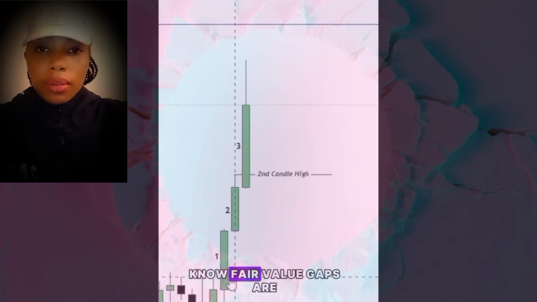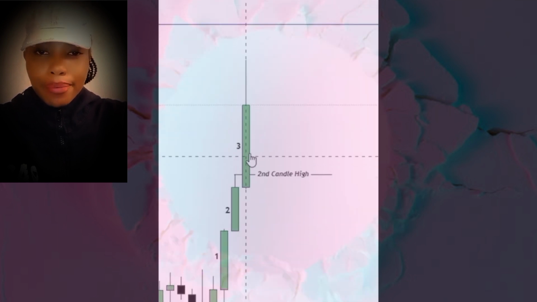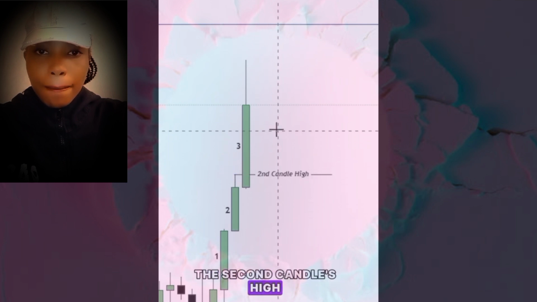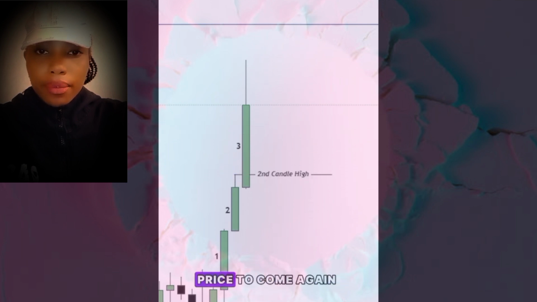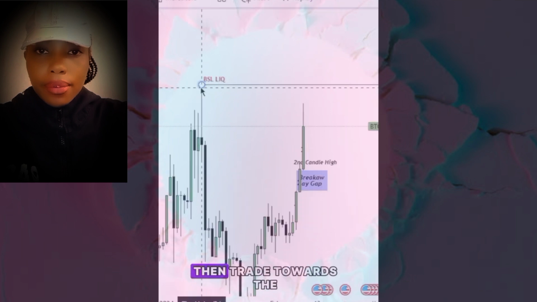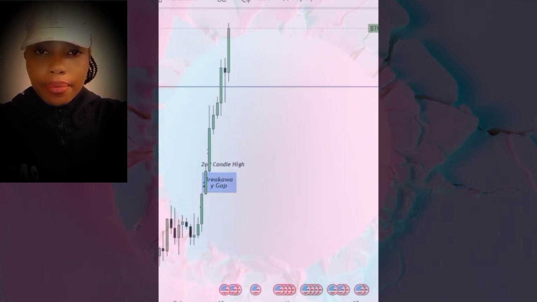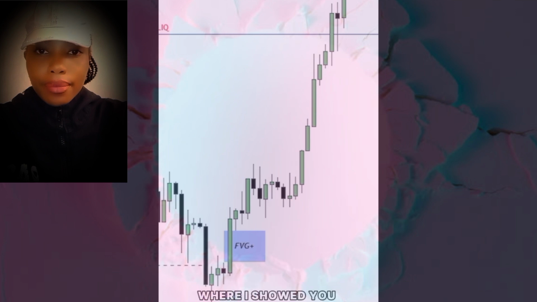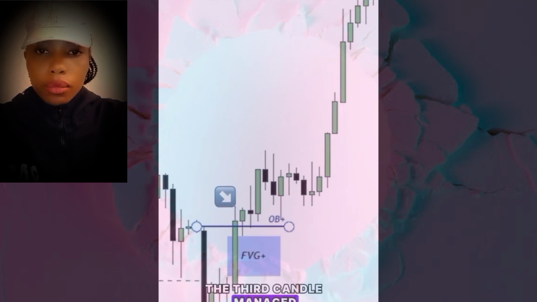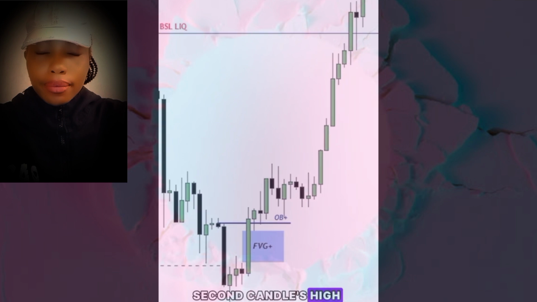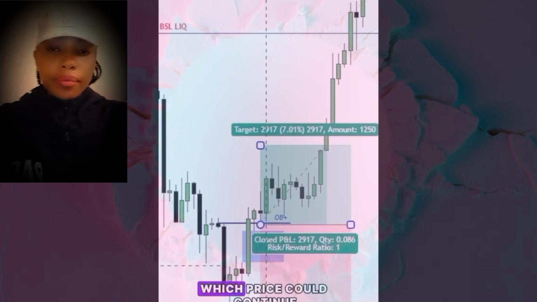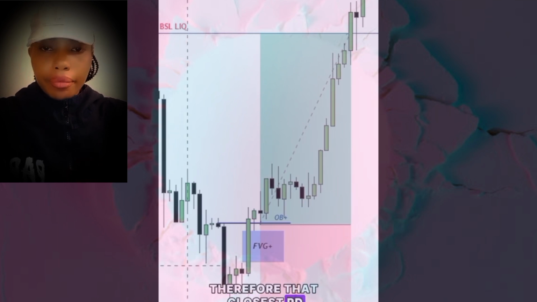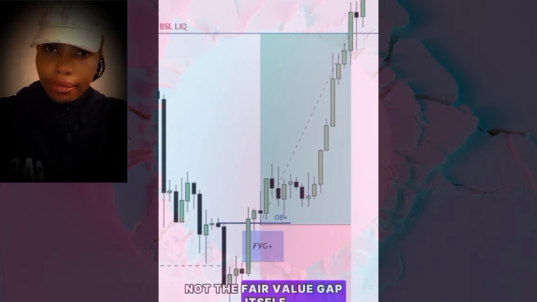Now as you may know, fair value gaps are a 3-candle pattern. If the third candle manages to close above the second candle's high, that means there is a low probability for price to come again into the gap to then trade towards the drawn liquidity. And the second one is the closest PD array. In the first example that I showed you, even though the third candle managed to close below the second candle's high, there was already an order block which price could continue higher off of. Therefore, that closest PD array should be orange and not the fair value gap itself.